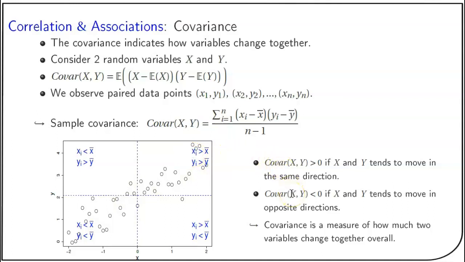And similarly, if most points happen to fall into region 1 and region 4, then the covariance would tend to be negative. And having most of the points in region 1 and region 4 means that we have a downward pattern. Downward patterns mean that x and y tend to move in opposite directions. So a negative covariance of x and y means that overall x and y tend to move in opposite directions.